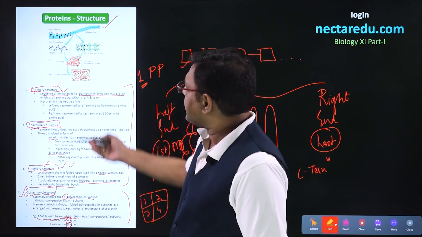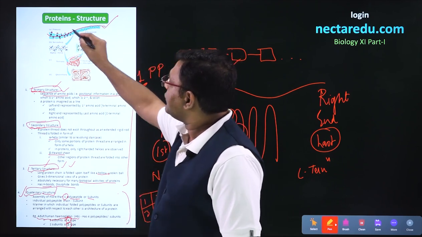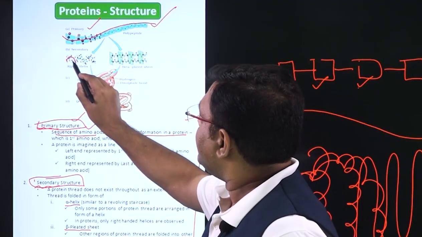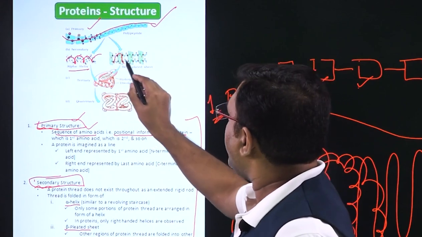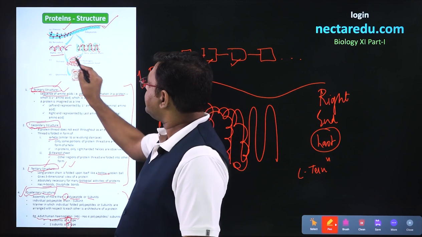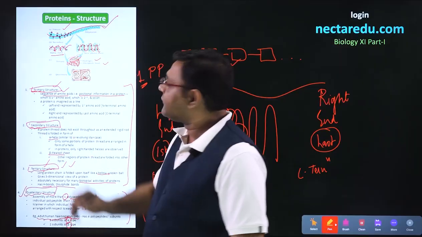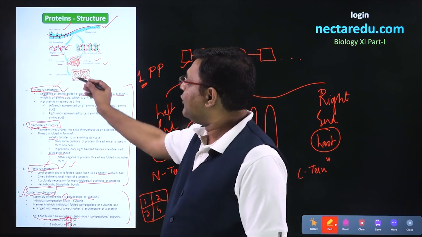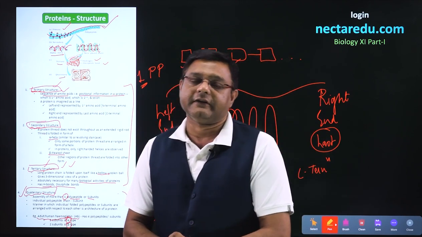So let us summarize this. If it is in the form of a line, it is the sequence of amino acids, it was the primary structure. Now this primary structure was in the form of a helix, that is alpha helix, or it will be in the form of sheet, that is beta pleated sheet. If this alpha helix is folded to form a hollow woolen ball, resulting into the formation of hydrogen and disulfide bonds, the structure will be tertiary, and if more than one tertiary structures are present, then the structure is called quaternary structure.